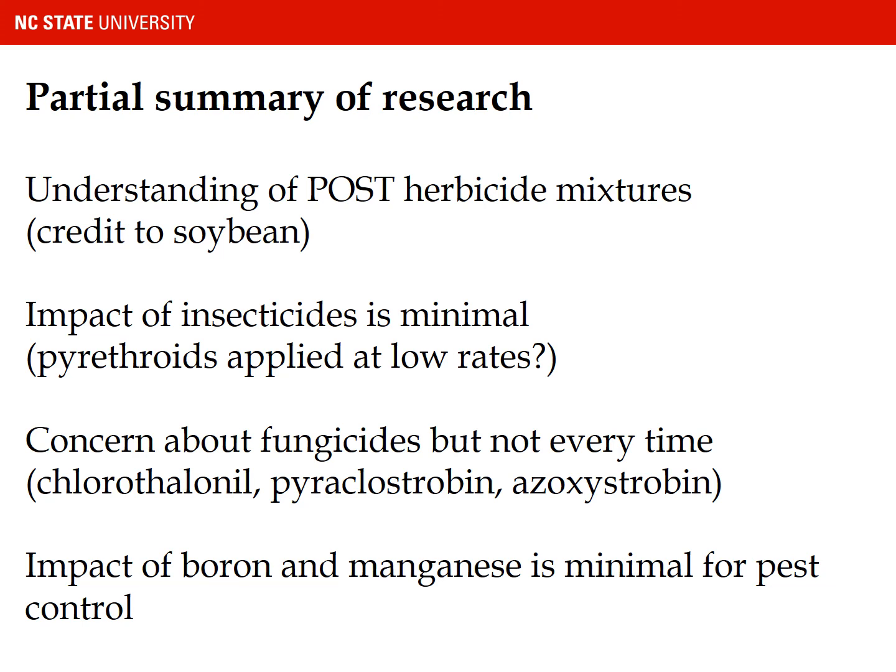And here's just a couple of examples of materials. Chlorothalonil, very popular. These are the strobies, pyraclostrobin and azoxystrobin. These will greatly reduce grass control with graminicides. With broadleaf herbicides, we tend to not see a big issue. Boron and manganese have minimal impacts on pest control, although depending on what you're mixing with, especially if it's a herbicide with a crop oil or surfactant, you can increase the absorption of something like boron, and then there's some concern about increased phyto from boron.